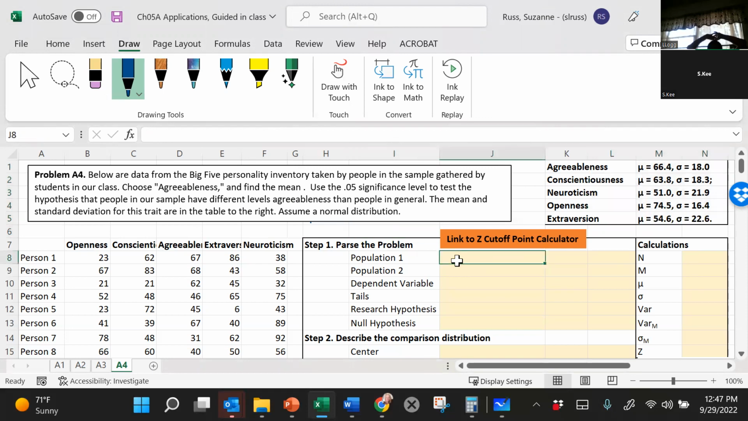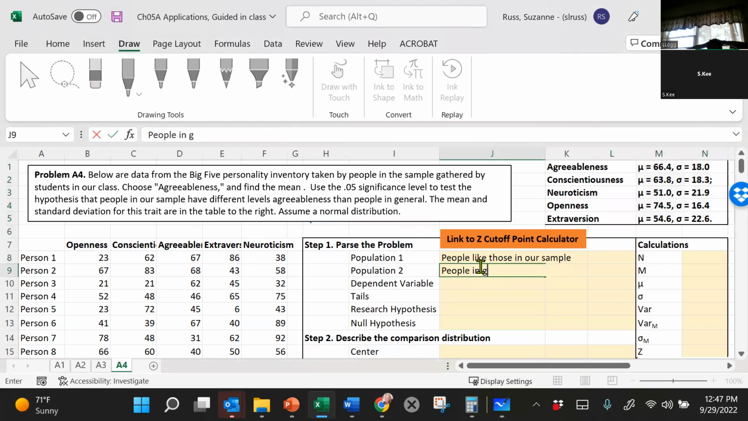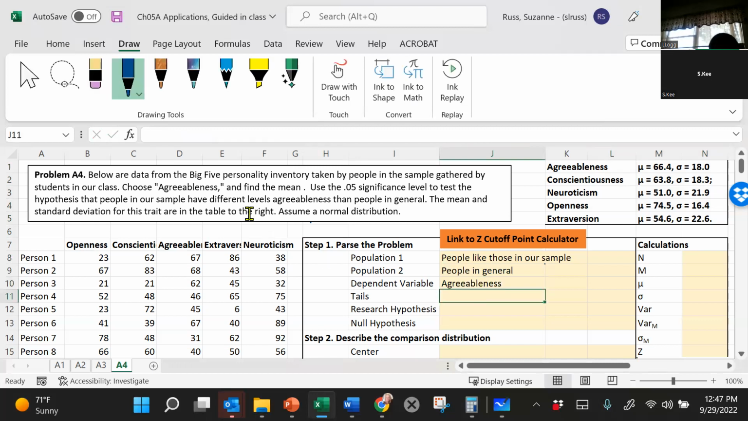We'll do population 1, people like those in our sample. We'll do population 2, people in general. Our dependent variable that we're measuring is agreeableness. The tails, it says different. It says have different levels of agreeableness. So the tails are going to be two-tailed.